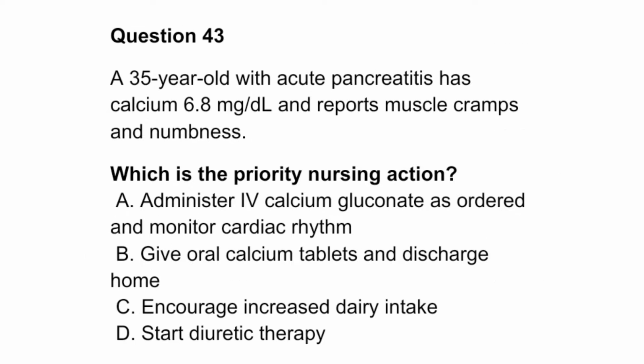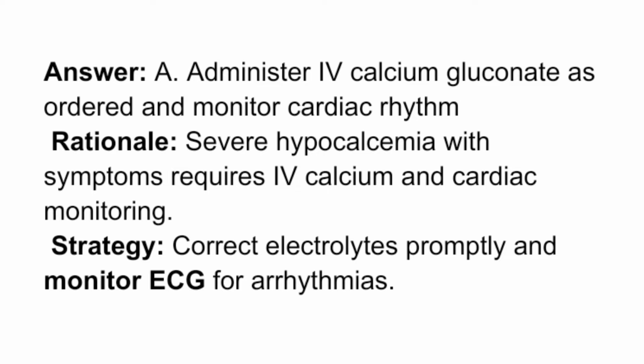Question 43. A 35-year-old with acute pancreatitis has calcium 6.8 mg per deciliter and reports muscle cramps and numbness. Which is the priority nursing action? A. Administer IV calcium gluconate as ordered and monitor cardiac rhythm. B. Give oral calcium tablets and discharge home. C. Encourage increased dairy intake. D. Start diuretic therapy. Answer: A. Administer IV calcium gluconate as ordered and monitor cardiac rhythm.